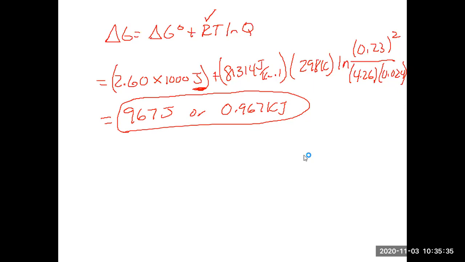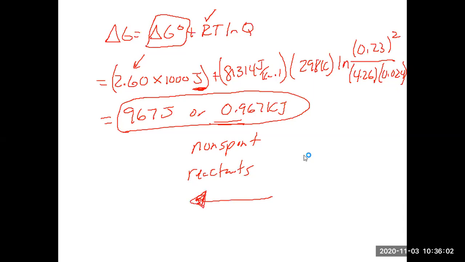A couple of things that we do see, again, our delta G under standard conditions is 2.6 kilojoules in the positive direction. And even under these non-standard conditions, still a positive delta G, which means, again, this reaction is going to be non-spontaneous, which basically means we should expect some more reactants in this case and should be heading in this direction towards the reactant side. Again, because our delta G here is positive.